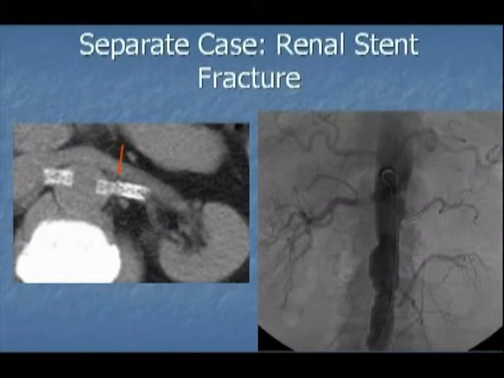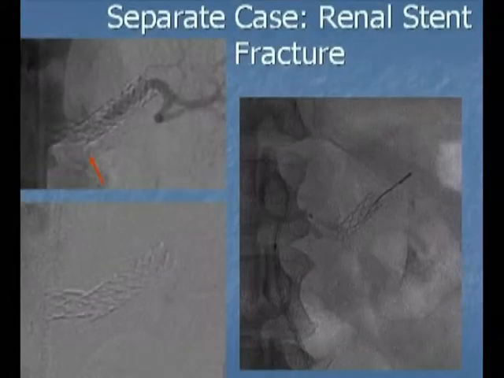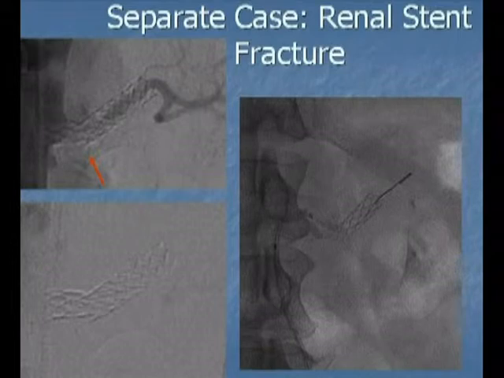Here's a separate case which happened several years ago. We saw at university a renal stent fracture. You can see on the CT this was picked up as a follow-up, and you can see on the angiogram the stent fracture on this left renal artery. And you can see the fracture with the significant hyperplasia that developed from this, requiring intervention on this stent.